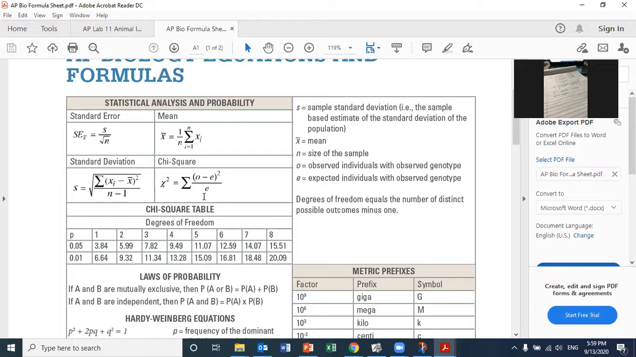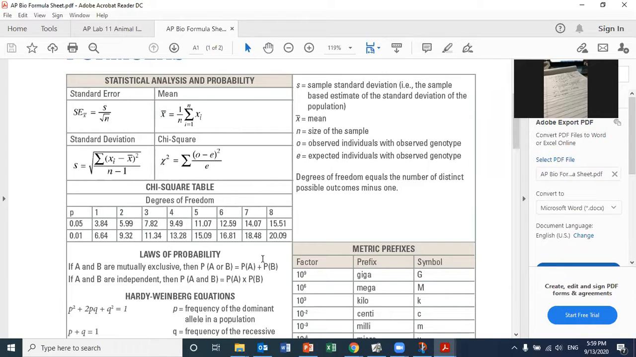So here's the chi-squared formula. And then you see this thing called the chi-squared table, degrees of freedom. Okay, that's important. The most important part is going to be this row that says 0.05. In biology, we always use a p-value of 0.05. So I'm going to write that down.